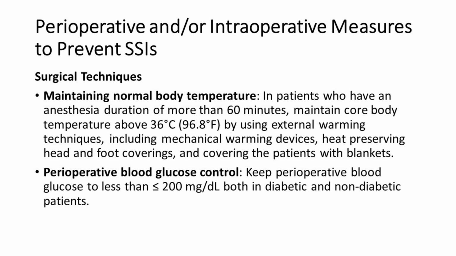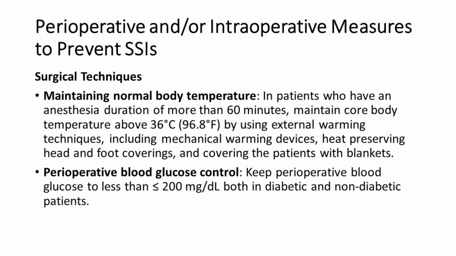Maintaining normal body temperatures is important to avoid SSIs. In patients who have anesthesia duration of more than 60 minutes, maintain core body temperature above 36 by using external warming techniques, including mechanical warming devices, heat preserving head and foot coverings, and warming patients with blankets.